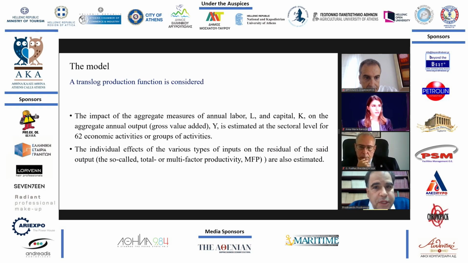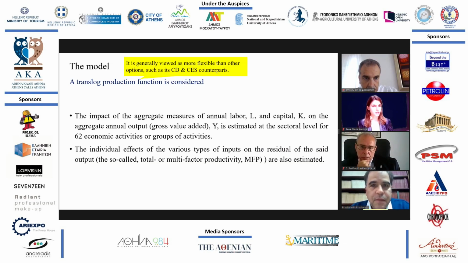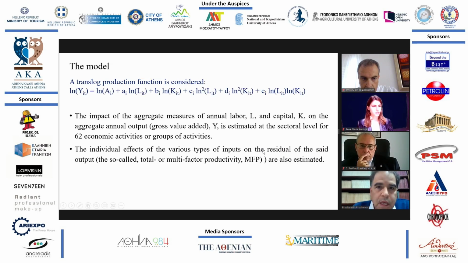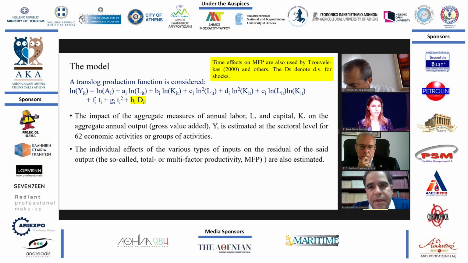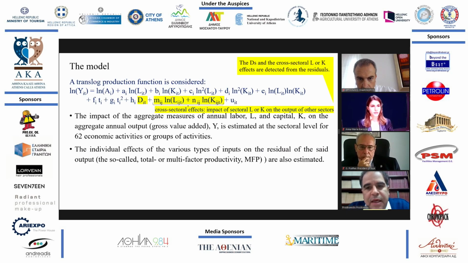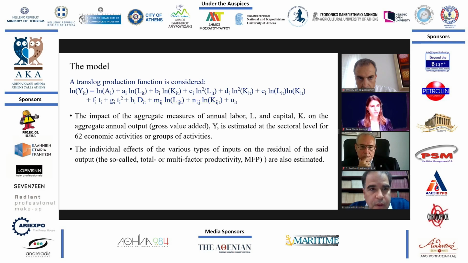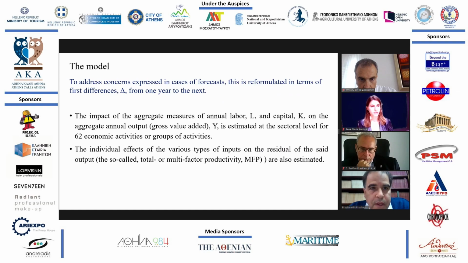To that end, we use a translog production function. The particular function is much more flexible than the usual counterparts like the Cobb-Douglas or the CES, the constant elasticity of substitution. It involves an autonomous component, labor and capital, their squares, their product, a number of time data, involving the trend and shocks, as well as cross-sectoral effects, like the impact of labor of one sector on the output of another sector. To address concerns expressed in cases of forecasting, this is reformulated in terms of first differences from one year to the next.